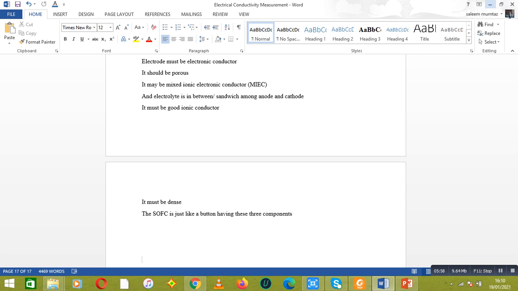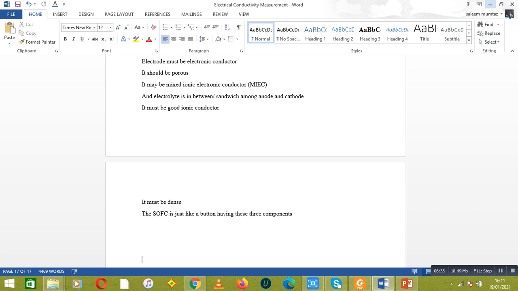Why should it be a good ionic conductor? The reason behind this is that it facilitates ion migration. So for ion migration it must be an ionic conductor. If it were an electronic conductor, then electrons and ions would combine and a flow of current would not be possible. So it should be an ionic conductor. The second property of an electrolyte material is that it must be dense.